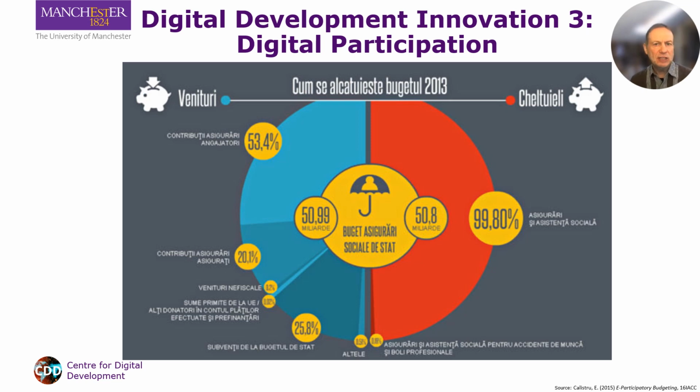Where the first 2 innovations look at the role and number of those involved, digital participation focuses on who is involved and sees digital development as enabling inclusion in development processes of those who were previously excluded. Here's an example of e-participatory budgeting platforms, which enable citizens from poor neighbourhoods to participate for the first time in decisions about public spending.